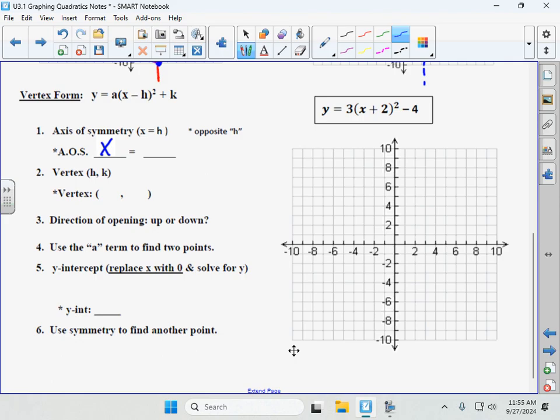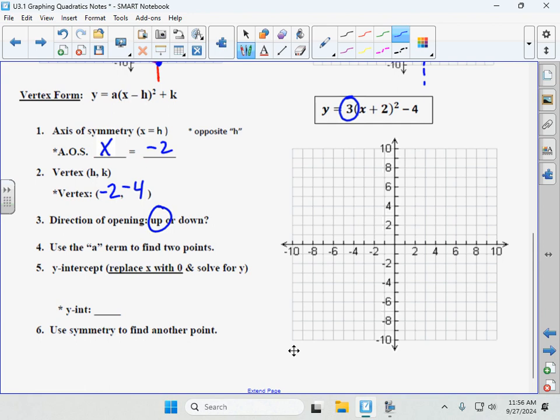All right, and so we're going to go ahead and graph this equation, y equals 3 times x plus 2 squared minus 4. All right, so x plus 2 is on the inside, and we do the opposite sign, so it'd be -2. So our axis of symmetry line will be x equals -2. Vertex, you're going to take the opposite sign of what's inside the parentheses, which should be the same thing that you just wrote for the axis of symmetry, -2. And then the k value, the number on the outside, that's going to be your y coordinate, right? So -4. All right, so the vertex -2, -4. The direction of opening, again, is based off the a value, and since it's positive, +3, it's going to open up.